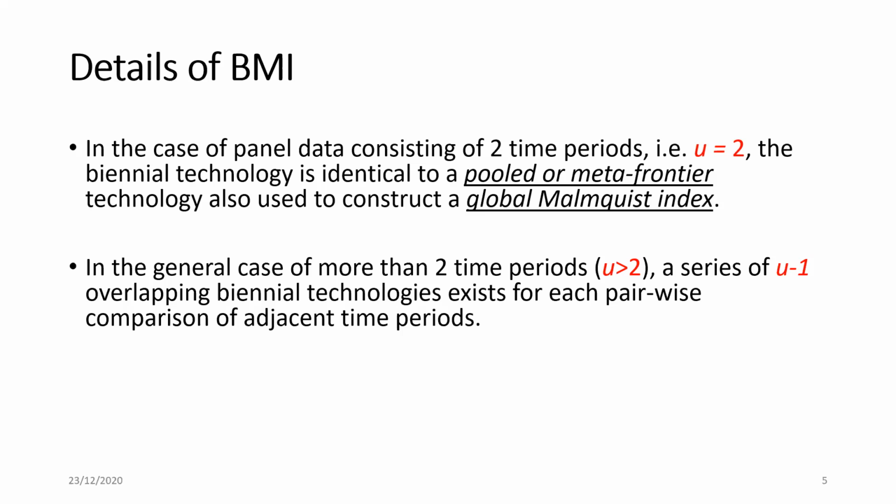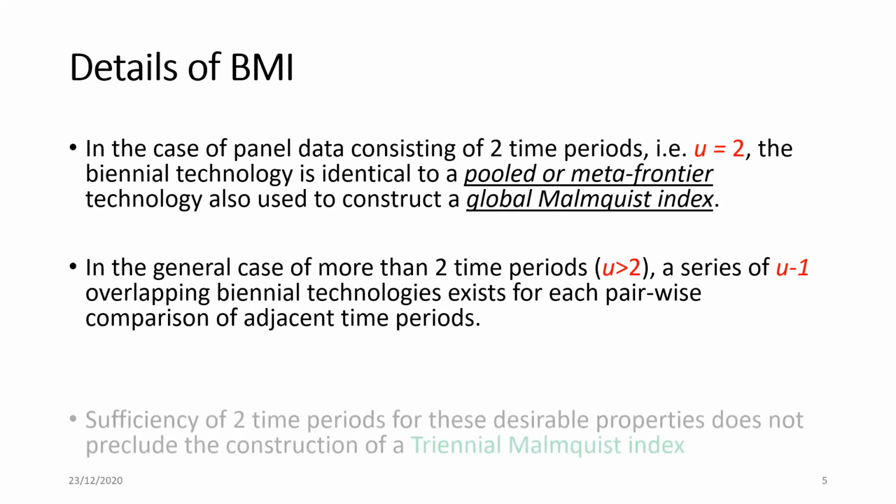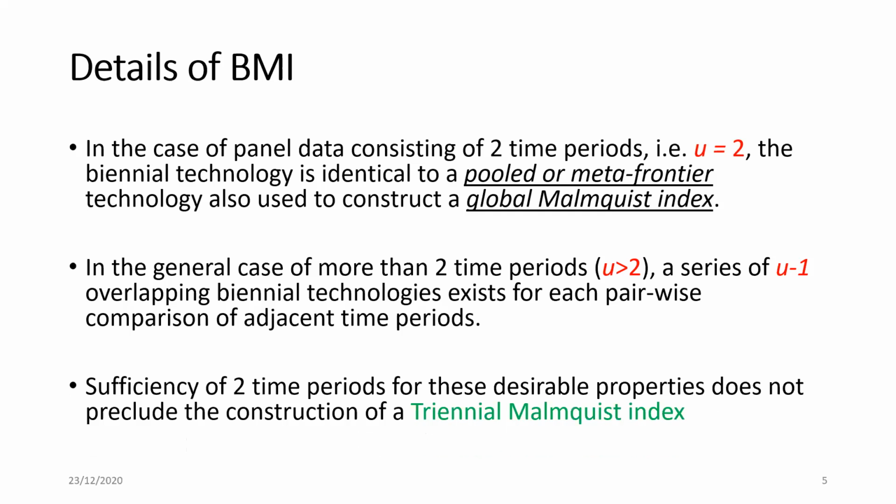In a general case, when you have more than two time periods, where the number of time periods is U, you now get a series of U-1 overlapping biennial technologies, one for each pair. This is better understood when we go through the specific examples. Because you have the word biennial, we are talking about two time periods at a time. But we can also have a construction of a triennial Malmquist if you want to do that, where you are looking at three time periods at a time.